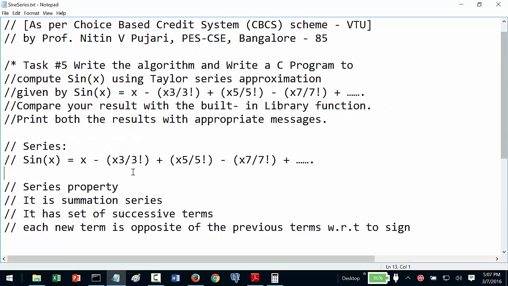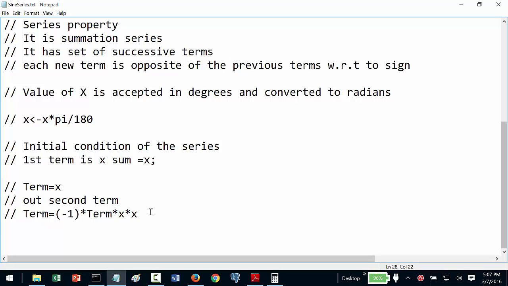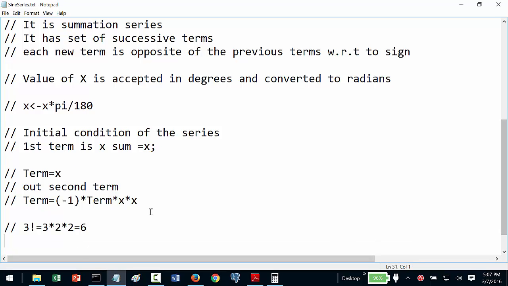But our issue is, how do I get this 3 factorial and 5 factorial, etc.? If you look at my factorial, what is my 3 factorial? My 3 factorial is 3 into 2 into 1, which is nothing but 6. My 5 factorial is 5 into 4 into 3 into 2 into 1.